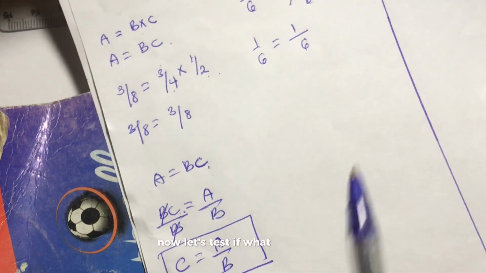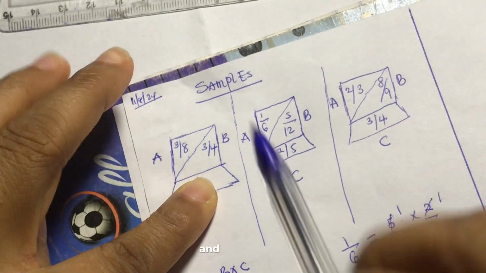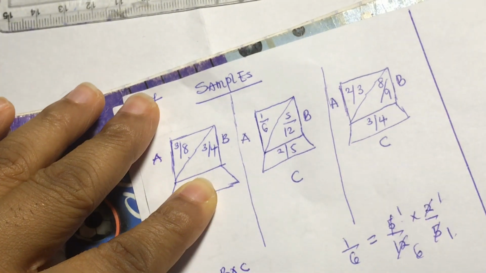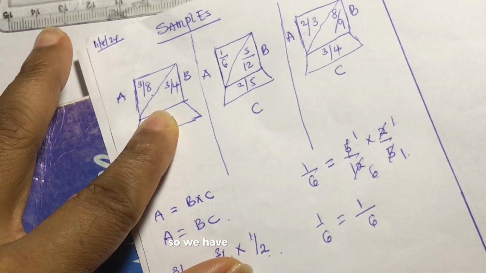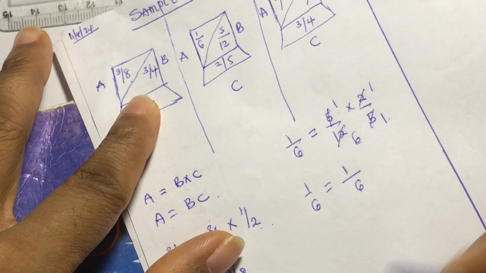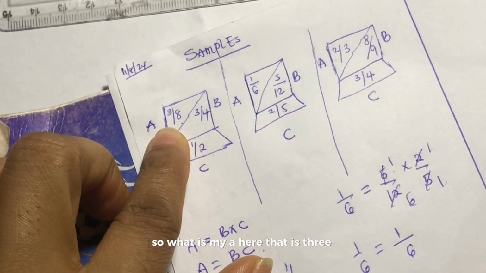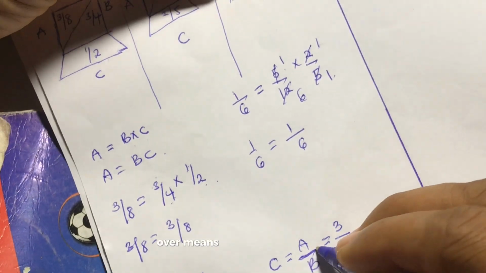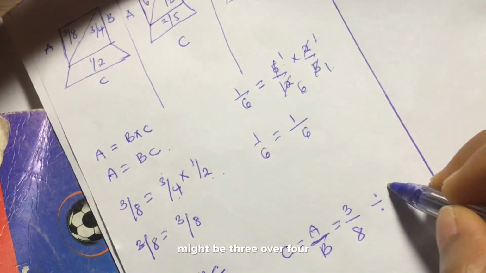Now let's test if what you did is correct or not. Let's take for instance that C is not given and this is given. How do we make C the subject of the formula? The formula is C equals A over B, right? So what is my A here? That is 3 over 8. Over means division. So 3 over 8 divided by, what is my B? 3 over 4.